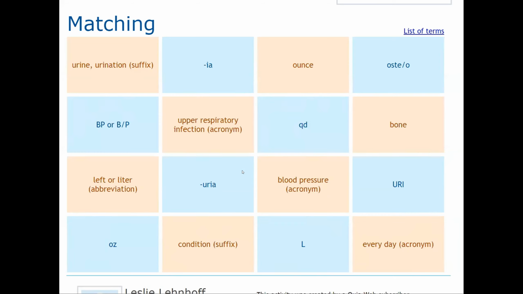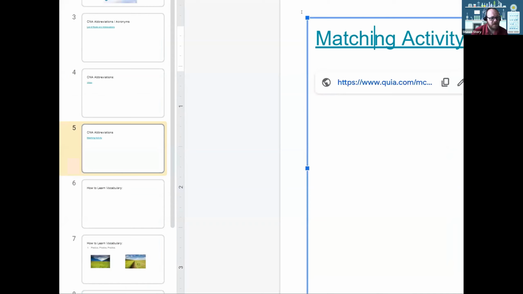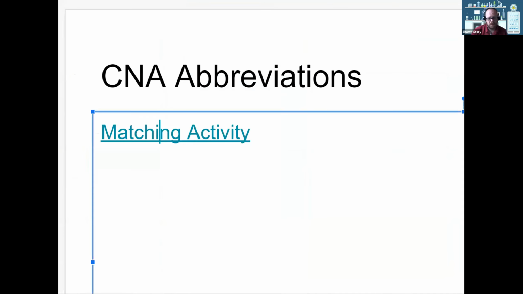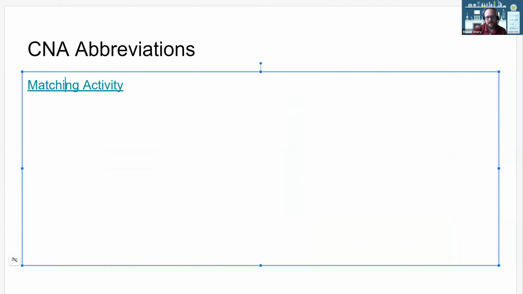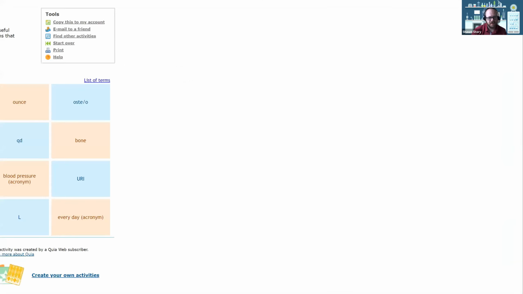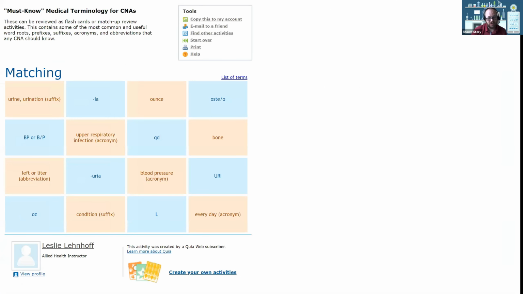Are we going to get a copy of this link? Yes, you're going to get a copy of this link. It's in the slides. When you get to this page here in the slides, this is page 5. This letter is a link that you can click on and then it'll open it up. If you need help finding it, I can let you know. I could also add it into the Google Classroom as a link that you guys can click on. All right, what's next?